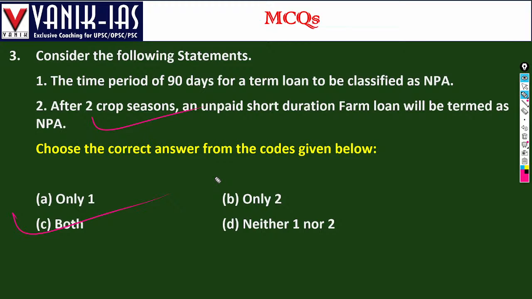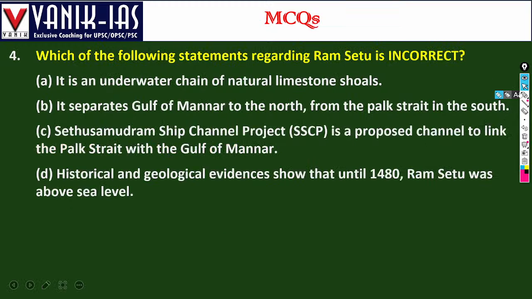Okay, next. Which of the following statements regarding Ram Setu is incorrect? It is an underwater chain of natural limestone shoals. It separates the Gulf of Mannar to the south from the Palk Strait in the north.